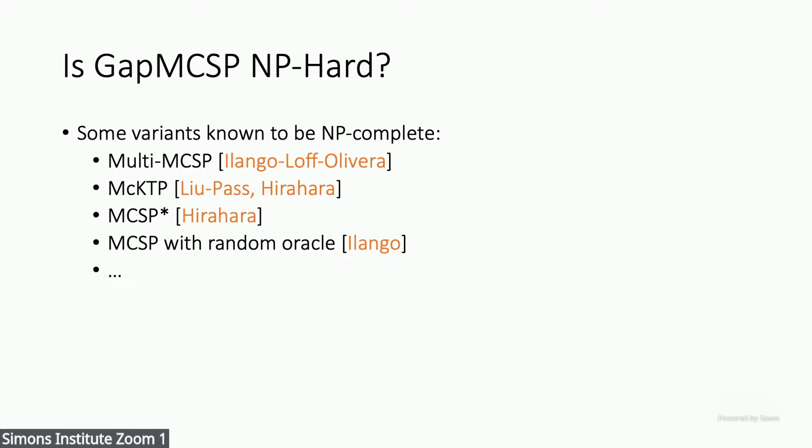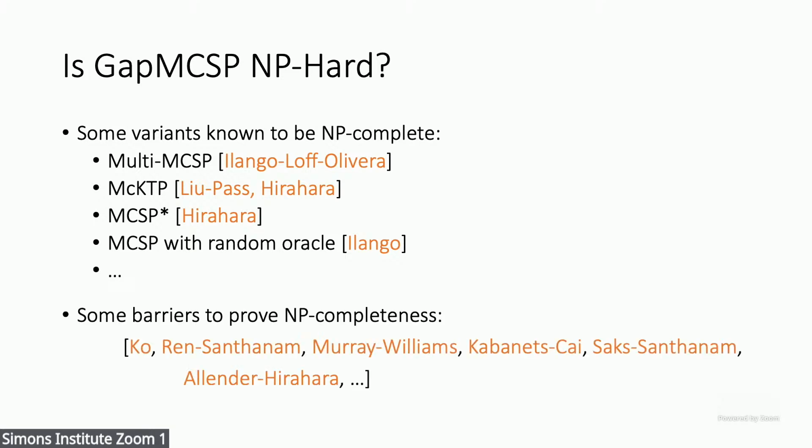And Irahara showed that if we get a truth table in which some of the entries are "don't care", meaning we don't care what value the circuit outputs, then we can also show a reduction. We can show that this problem is NP-complete. But for gap MCSP, as I defined it, we do not know what the answer is. And we have barriers to proving the NP-completeness of this problem. So we know that proving the NP-completeness of this problem is going to be hard.